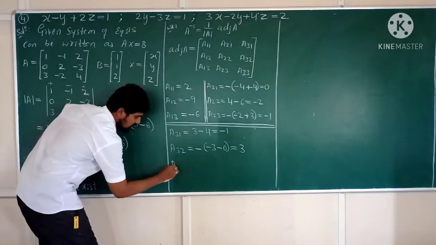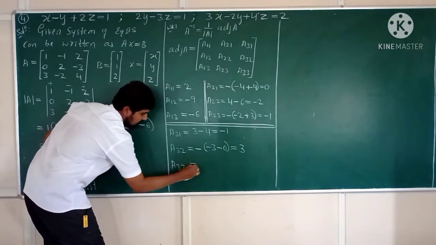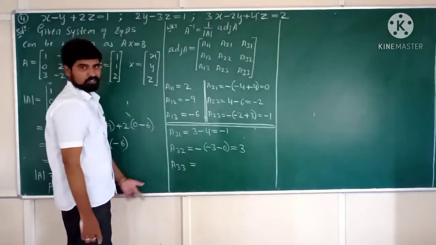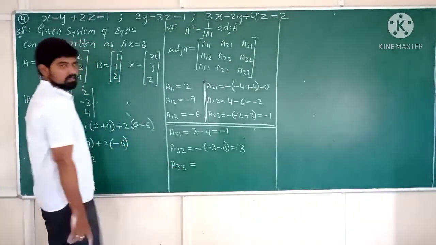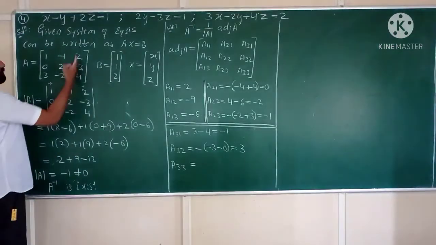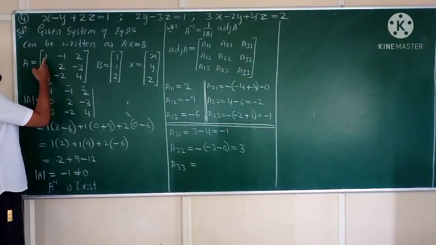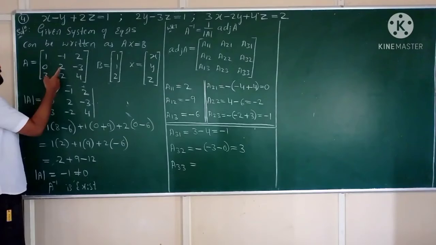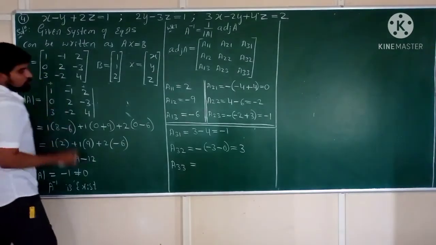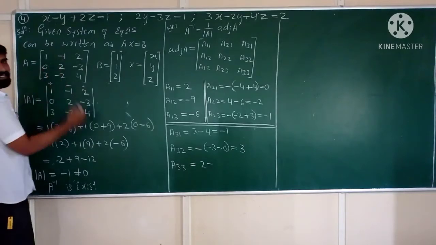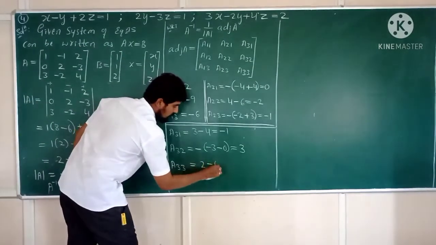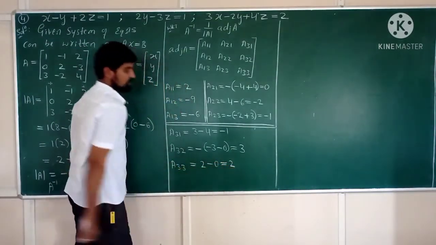And next, A33. 3 plus 3 is even, no need to multiply by minus, and it is obtained by deleting the third row, third column. After deleting this, the remaining elements are 1, -1, 0, 2. 1 into 2 is 2, minus 0 into -1 is 0, which is equal to 2.